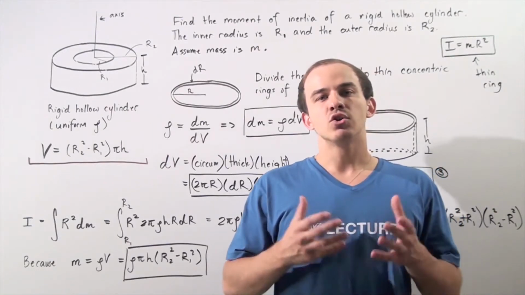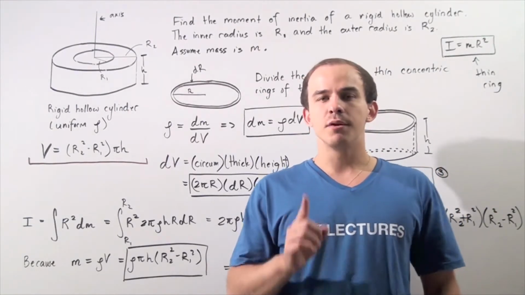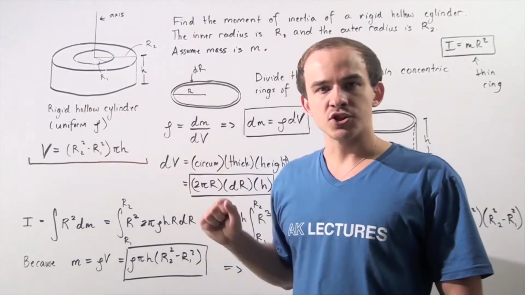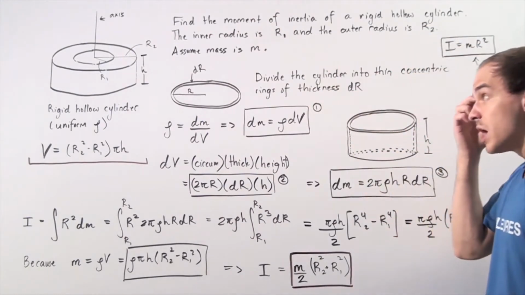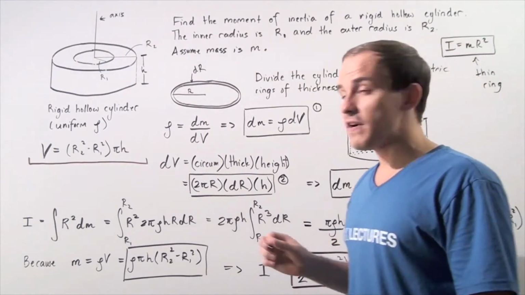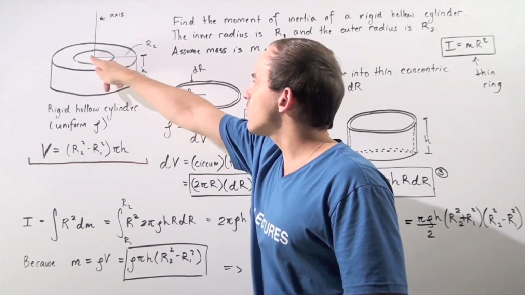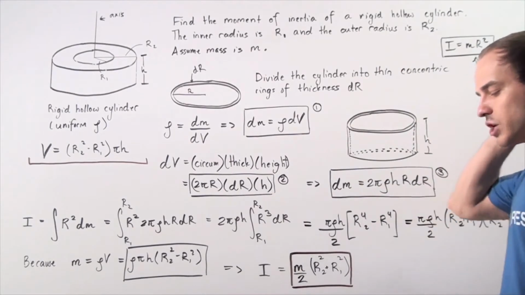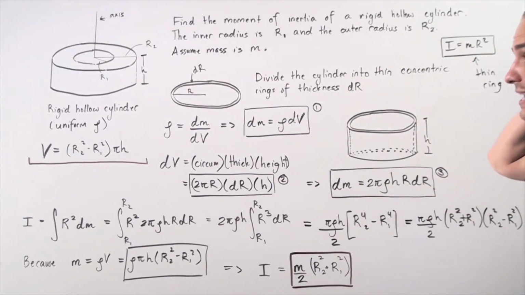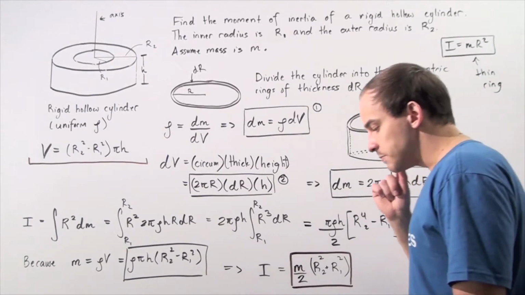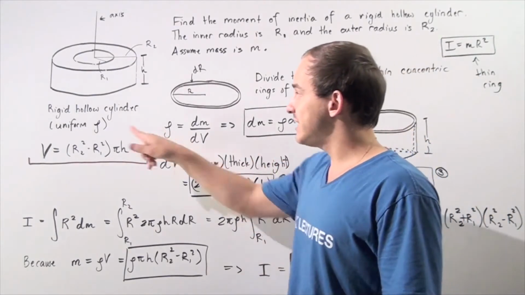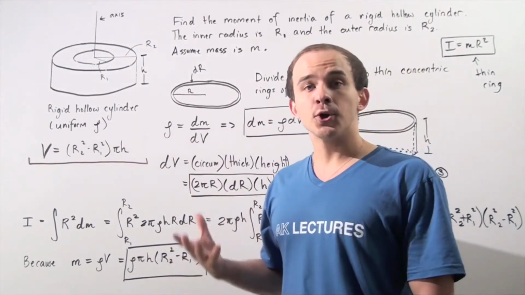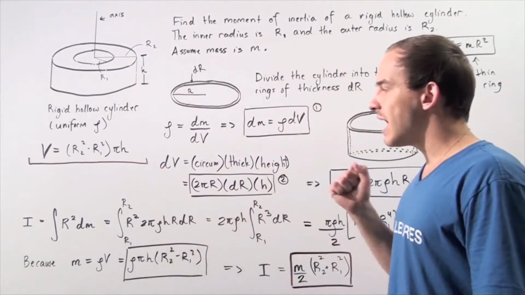In this example, our goal is to find an equation for the moment of inertia of a certain object, a rigid hollow cylinder. So we want to find the moment of inertia knowing that the inner radius of our object is r1, the outer radius is r2, the height is h, and the mass of our object is given by the letter m. Now, notice we're making the assumption that the density of the object, given by the Greek letter rho, is constant. So the mass per unit volume of the object is constant.